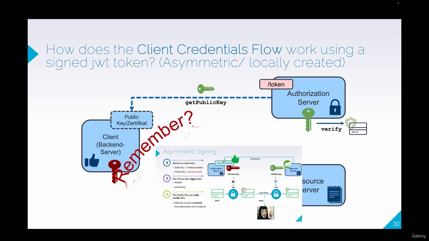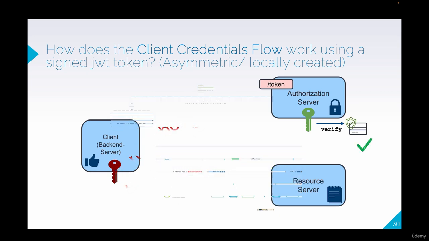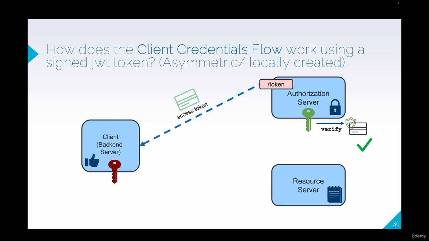Alternatively, the client can make the public key accessible via an API, similar to how tokens are validated by retrieving the public key from the authorization server. If everything is valid, it issues an OAuth 2 access token and returns it to the client.